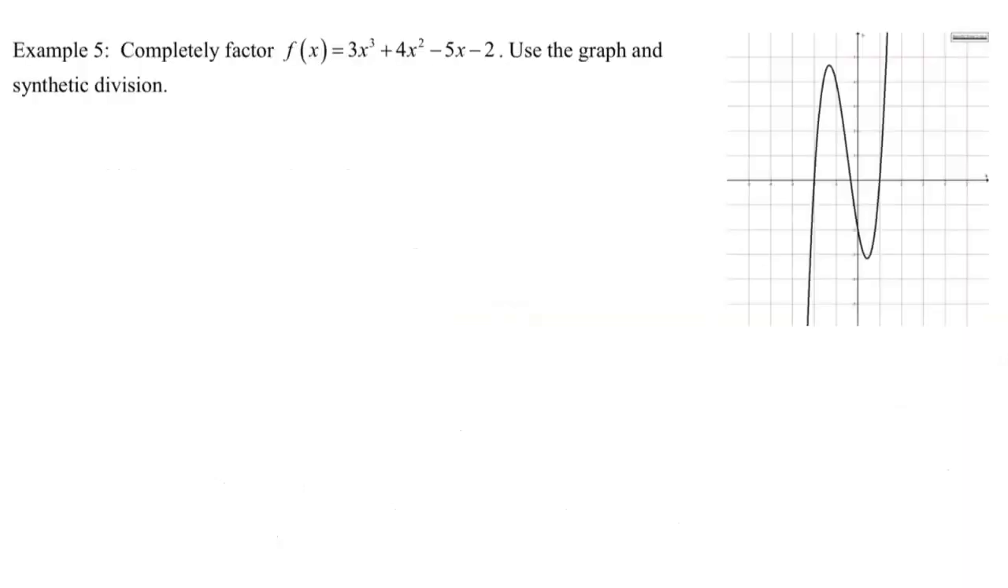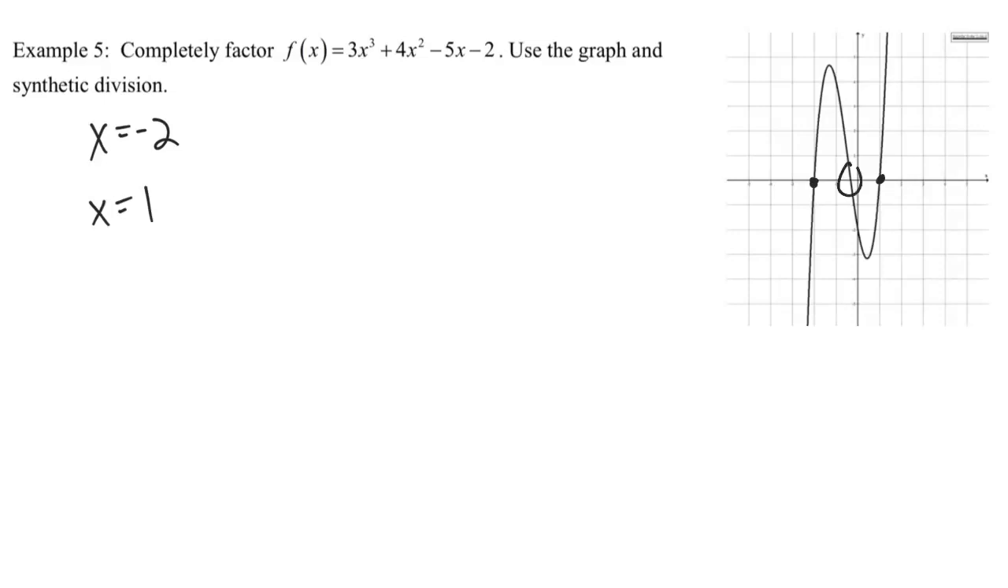Okay, in example 5, the directions dictate that we want to completely factor this polynomial. We are given a graph and told to use synthetic division in order to get this accomplished. If you take a look at this graph, hopefully you can see it pretty well on your paper, notice that I have 2 really nice zeros on this particular graph. I have a 0 at x equals -2, and another 0 at x equals 1.